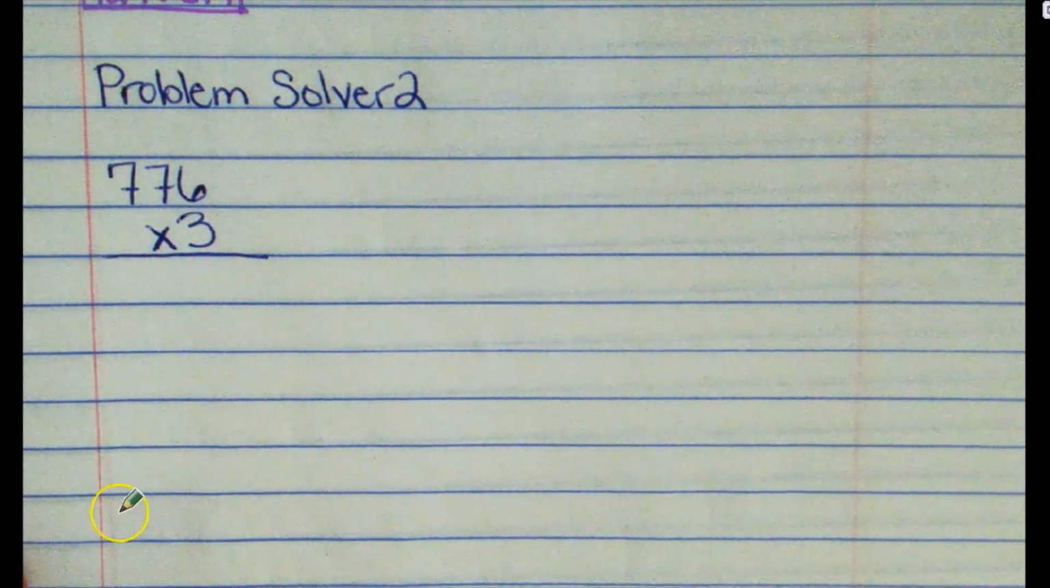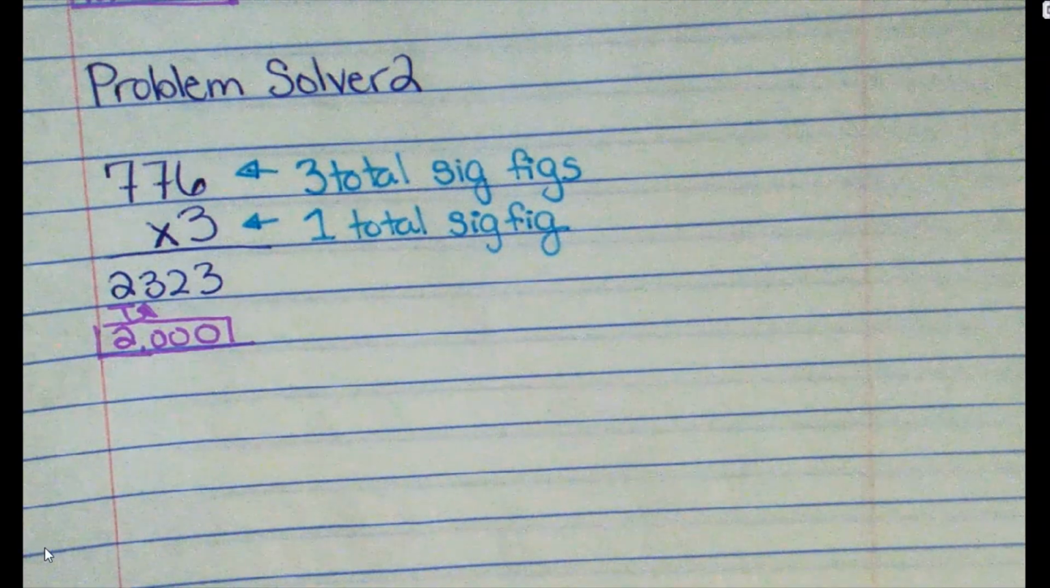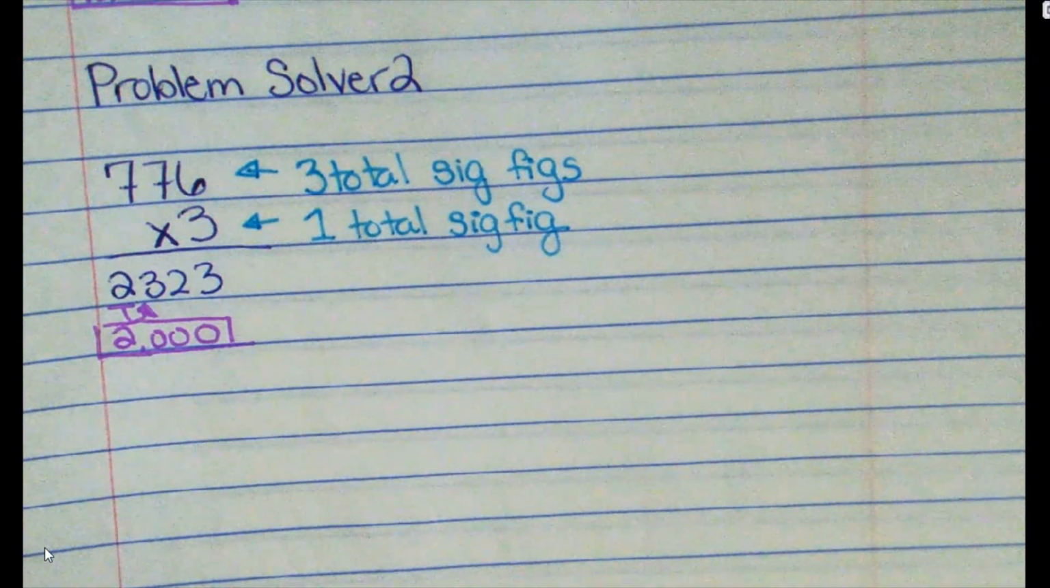Okay, let's try problem solver 2. Let's multiply 776 by 3. Okay, let's look at the solution for problem solver 2.